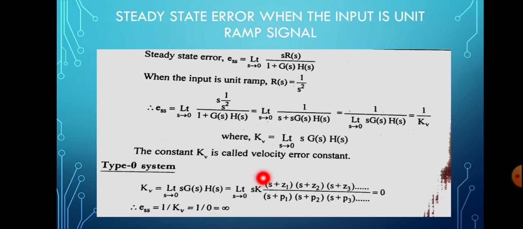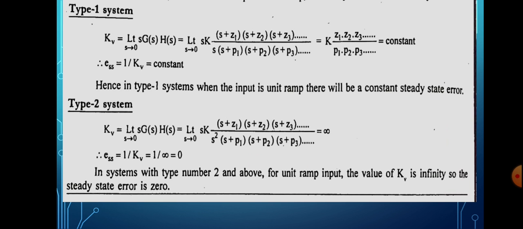For the type 1 system, similarly we can write the equation like this. For the type 1 system, kV will be equal to limit s tends to 0 of s into G of s into H of s. That is the common equation. And we can substitute for G of s into H of s for the type 1 system, and here there is an s term in the denominator for the type 1 system, and we can substitute s tends to 0, so we will get a constant value like this, because s will be 0 and the rest of the quantities will be like this. So the steady state error in the case of a type 1 system will be equal to 1 by kV, and that will be a constant.